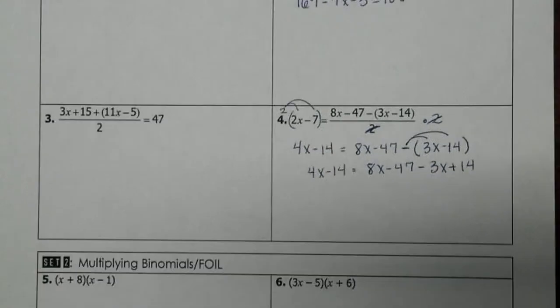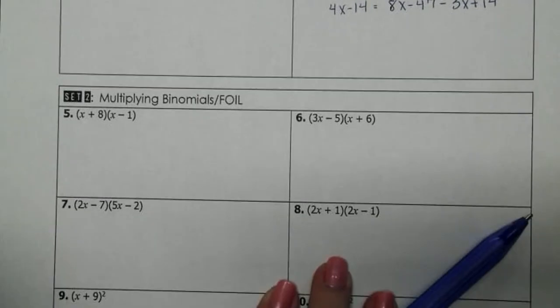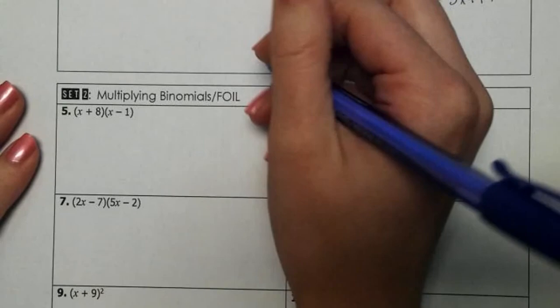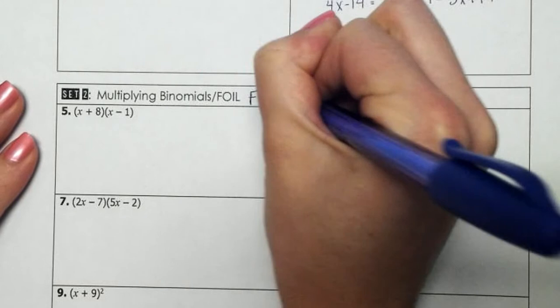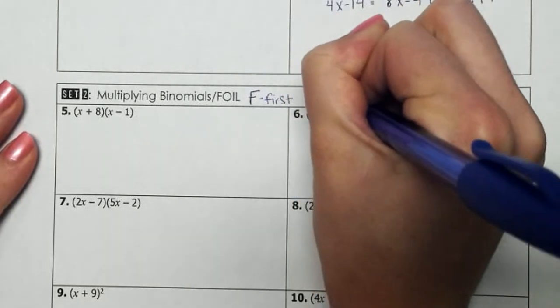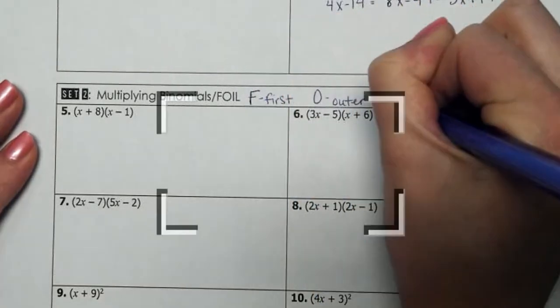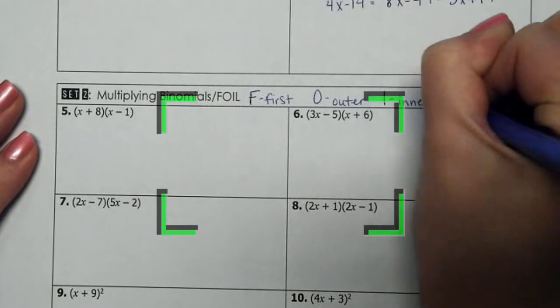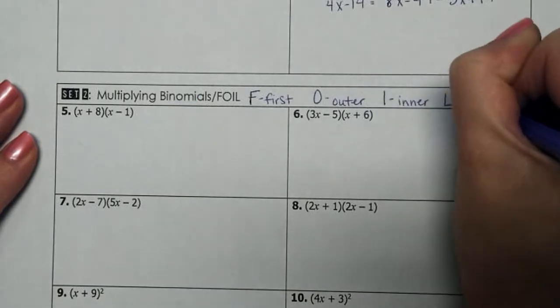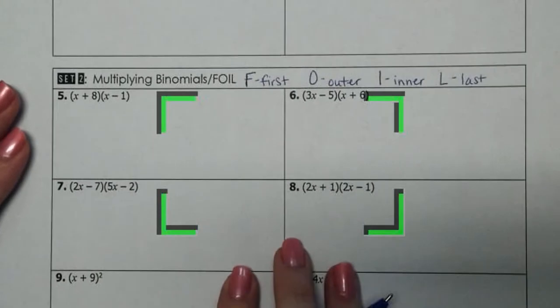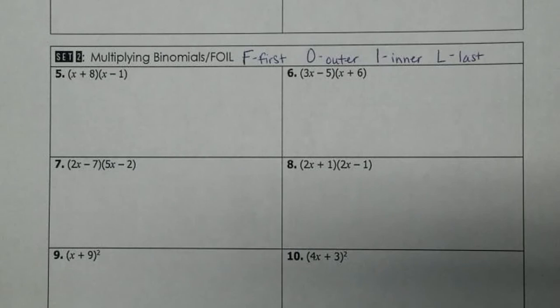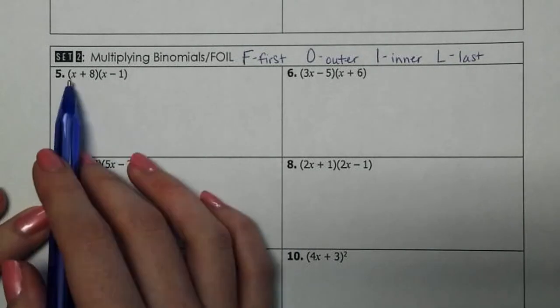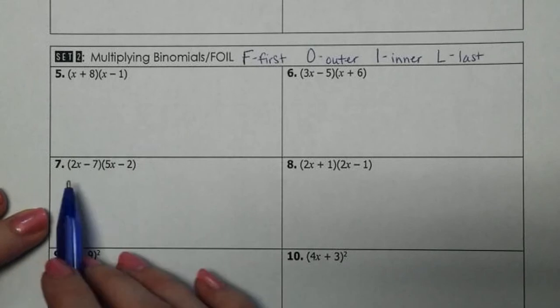Now down bottom, you need to remember to FOIL. Remember first, outer, inner, last. Okay? That's the order in which you multiply. So I'm going to work one of them with you, and then you can work the rest. So on number, let's see here, let's skip to number 7.